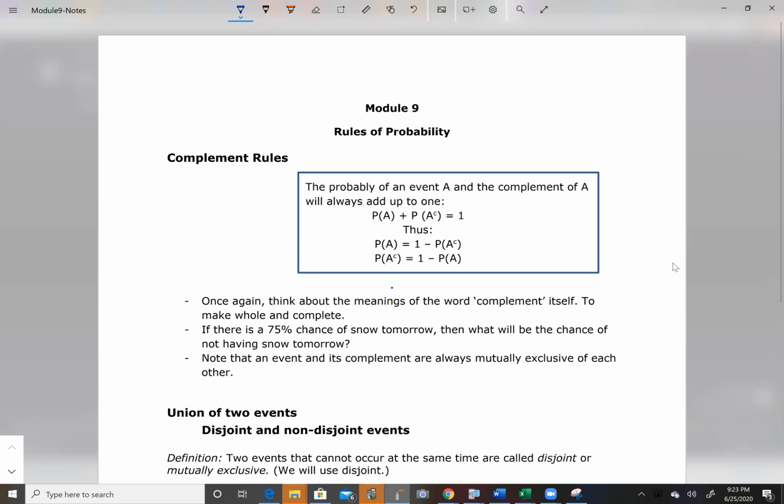So what we're talking about here, using the rules of probability, the first thing we're going to talk about are complement rules, okay? Not complement like you look nice, but complement as in completing a whole. So the probability of an event A and the complement of A will always add up to 1. So what do we mean by complement?